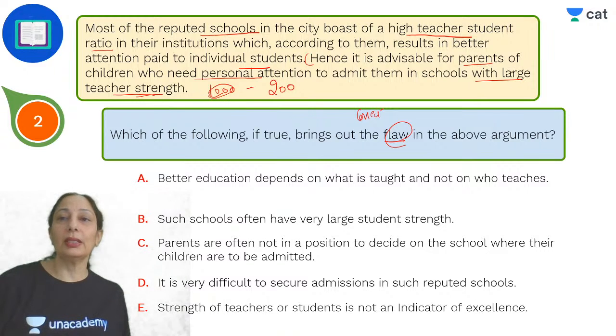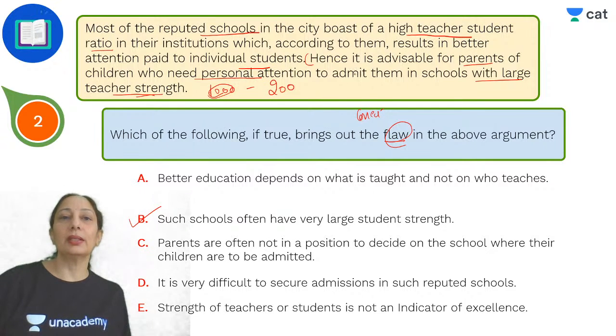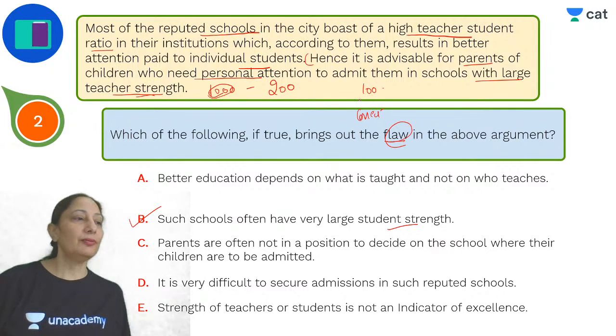He's only looking at large teacher strength. So you have to say what is wrong with the argument. So this conclusion is not complete. Therefore, the answer will be such schools have large teacher strength. So if you're only going to look at the teacher strength and you're not looking at the student strength, and I as a teacher already have like 100 students in my class, how am I going to give enough attention? Right? Therefore, the answer is B, guys.